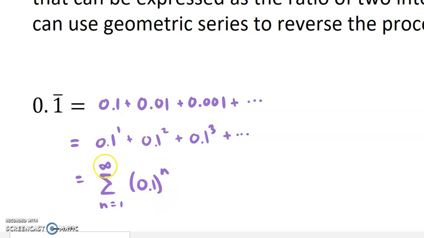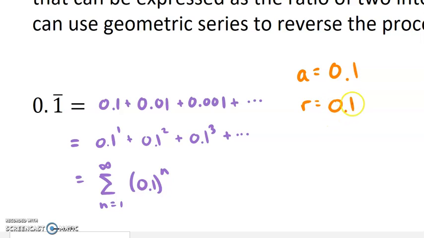We don't really need to do this last part, but just to tie it into what we've just been talking about, this is the summation notation. As soon as we recognize this as a geometric series, all we need are the a value and the r value. The a value is the first term, which is 0.1, and the r value is the thing that we're multiplying by each time, which is also 0.1.